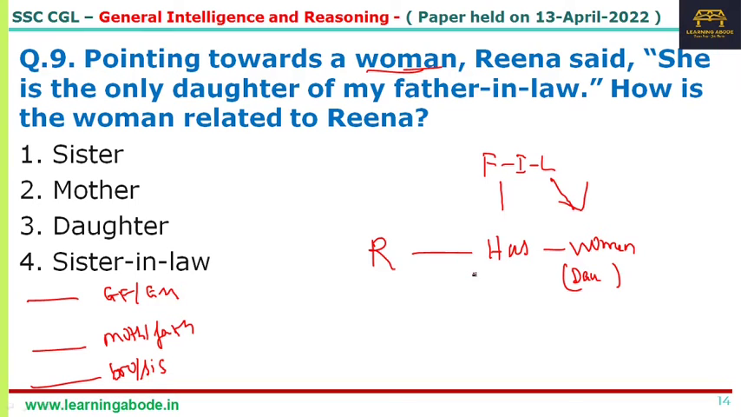That woman is Reena's husband's sister, because the husband and the woman have the same father, the father-in-law of Reena. So husband and woman, they are siblings. So the woman is the sister-in-law of Reena. Very easy relationship based question. Question number 9, answer option 4. Sister-in-law is the answer for question number 9.